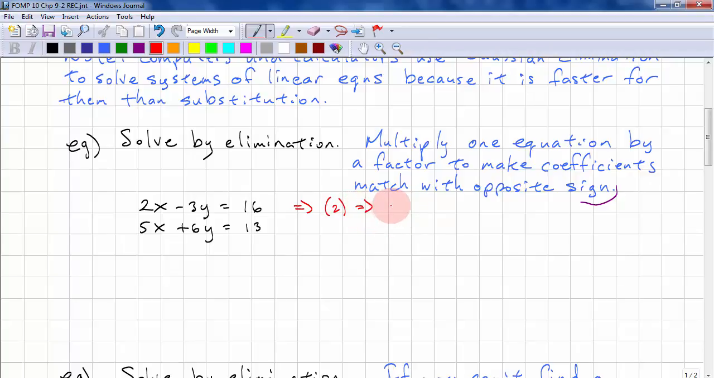and we get 4x, 2 times 2x, and 2 times negative 3y is minus 6y, and you have to multiply everything. And 2 times 16 is 32. We just copy this equation over and line it up underneath. You want to line up the variables. And we have opposite signs. And what we want to do here is add the two together.